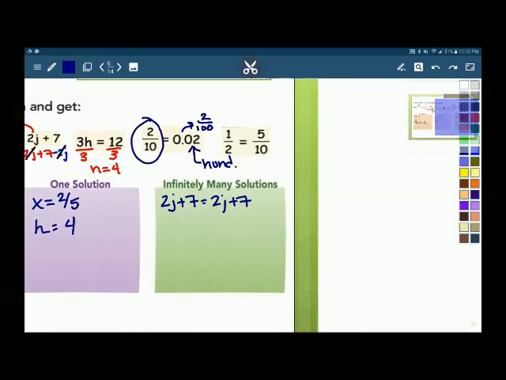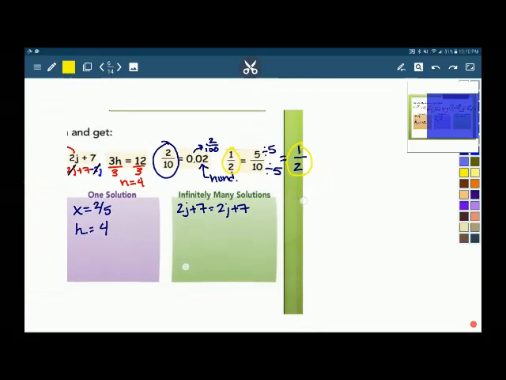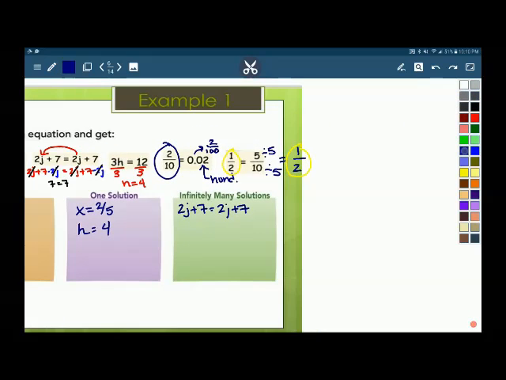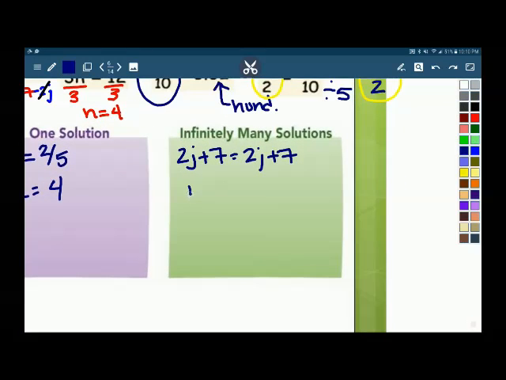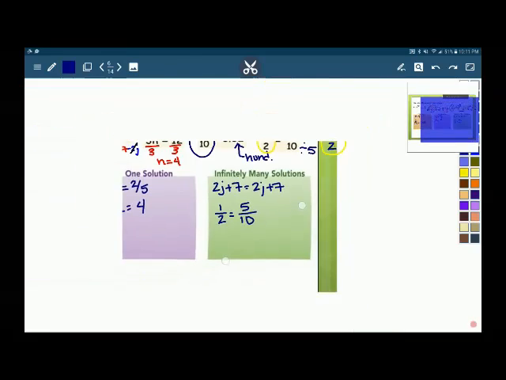Last one I have here, they're in fractional form, so I'm going to simplify the one I can. 5/10 can be divided by 5 on both the numerator and the denominator. 5 divided by 5 is 1, and 10 divided by 5 is 2. So I actually have 1/2 equaling the same thing 1/2. So that does make sense. So I'm going to say that is under the infinitely many solutions category. 1/2 equaling 5/10 is in the infinitely many solutions.